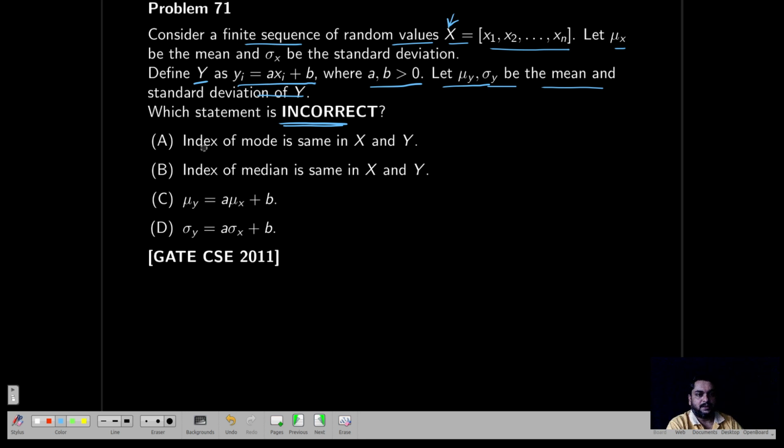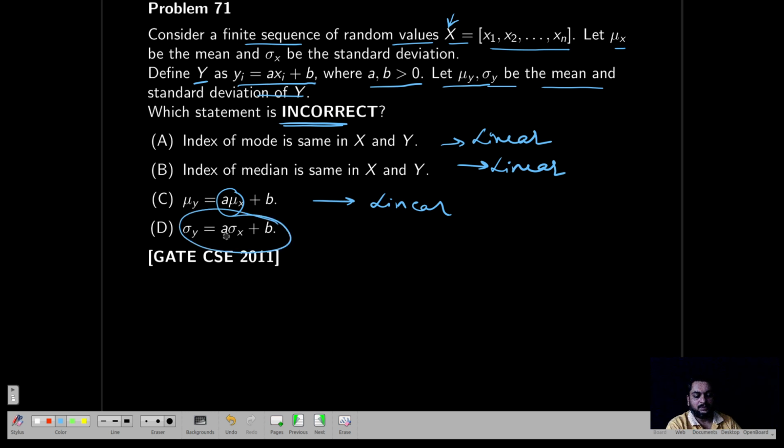If you observe here, the index of mode is the same for x and y. See, this is a linear combination. Already studied, no? The index of median is also linear. The median formula you know from the second chapter. Now this is also a linear combination. This is nothing but E of y equals a into E of x plus b. That's what they are saying. This is also correct. Linear combination.